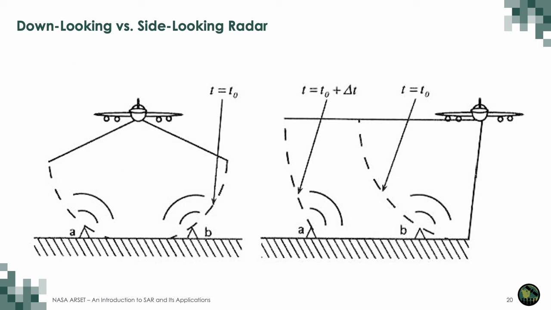If a radar were to look straight down, as depicted in the figure on the left, it would not be able to differentiate between two points, A and B, on the surface. In this scenario, the signal would reach point A and B simultaneously and return to the sensor at the same time, which is why you wouldn't be able to differentiate them. However, when the radar is side-looking, as shown in the figure on the right, the time it takes for the signal to reach points A and B differs, allowing for points A and B to be differentiated. Both real aperture and synthetic aperture radar are side-looking systems with an illumination direction usually perpendicular to the flight line.